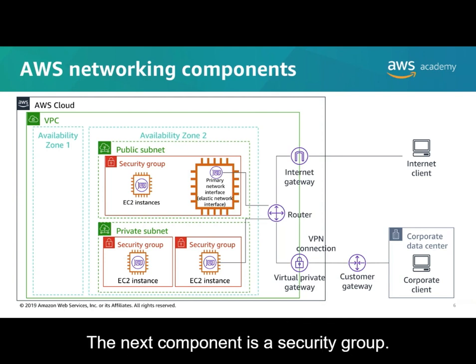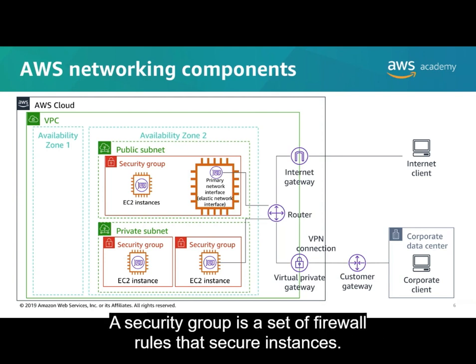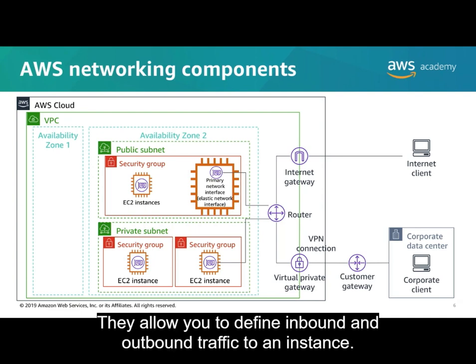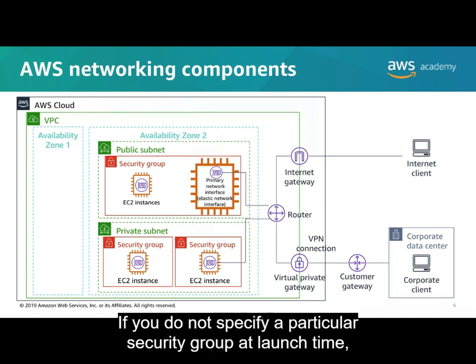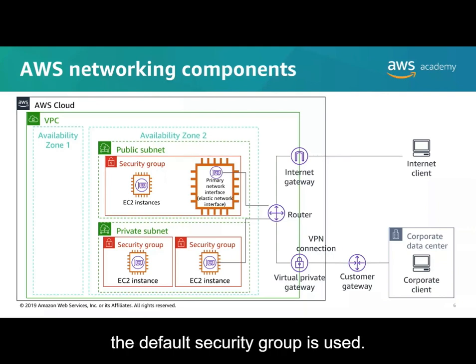The next component is a security group. A security group is a set of firewall rules that secure instances. They allow you to define inbound and outbound traffic to an instance. If you do not specify a particular security group at launch time, the default security group is used.